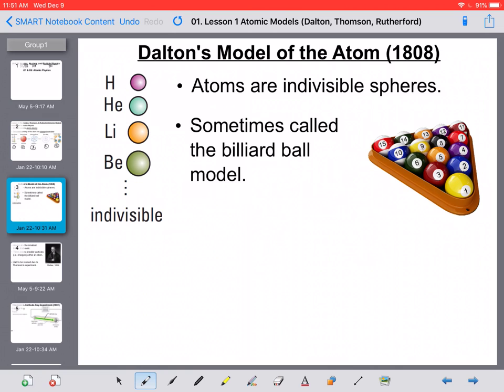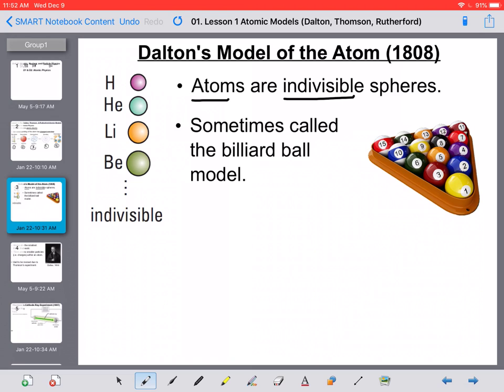So, beginning with Dalton's model of the atom. For the Dalton model, there is no experiment to know. You just have to know what Dalton said. But for the next few models, we'll be looking at experiments. Dalton said that atoms are indivisible spheres. The word indivisible means that you can't break down an atom into something smaller.